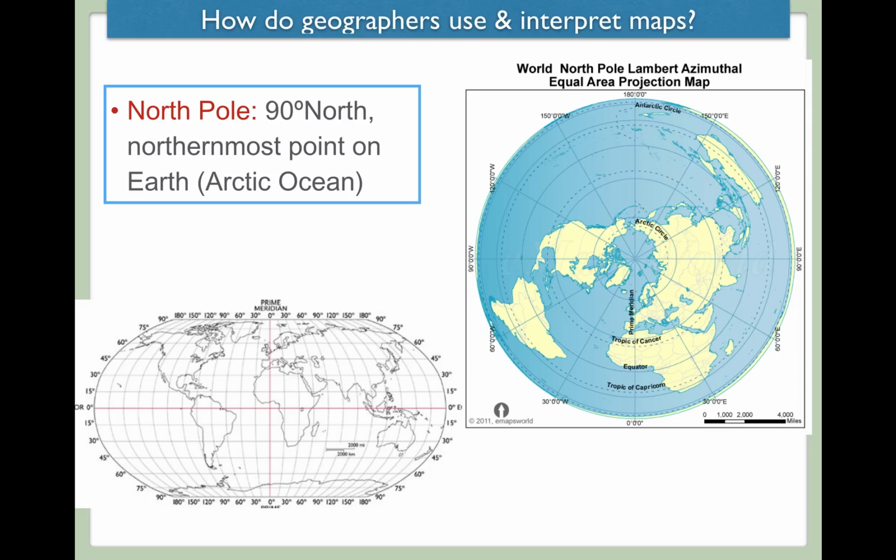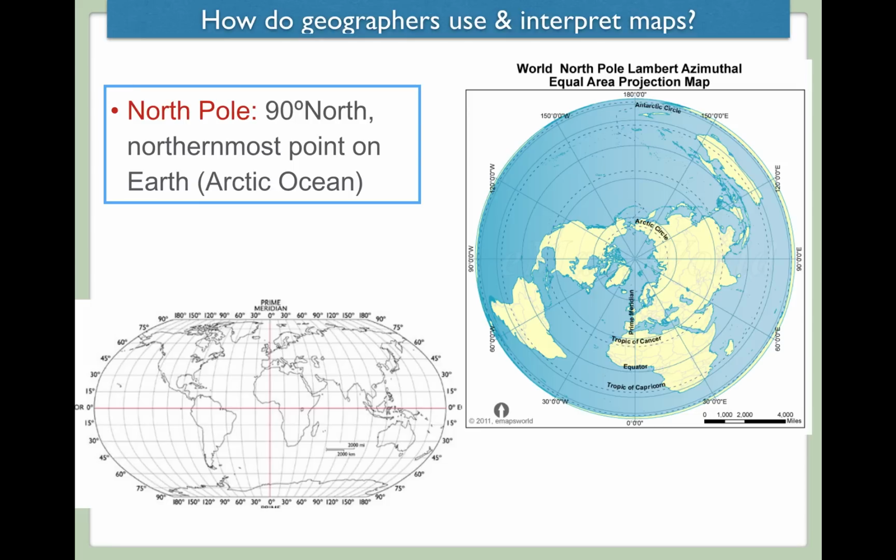Coming back to our discussion of latitude and longitude. Just key points that we need to know, of course: the North Pole is at 90 degrees north. It's the northernmost point on Earth. It's found in the Arctic Ocean. Bottom left, you can follow along here if you're looking at 90 degrees north latitude. You see right there, that's up in the Arctic Ocean.